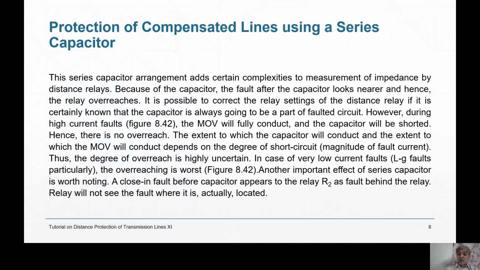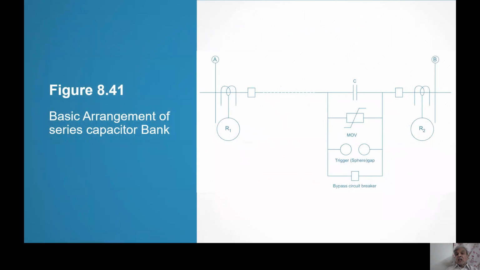Now you see, in this concern, faults are also of different kinds. A triple line fault is a very large current fault.